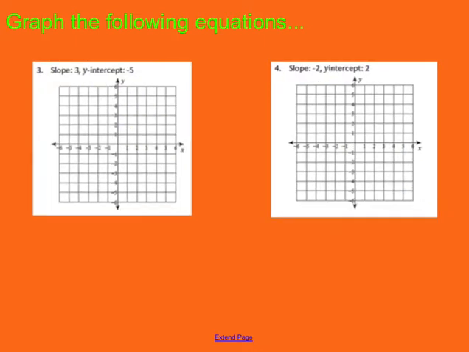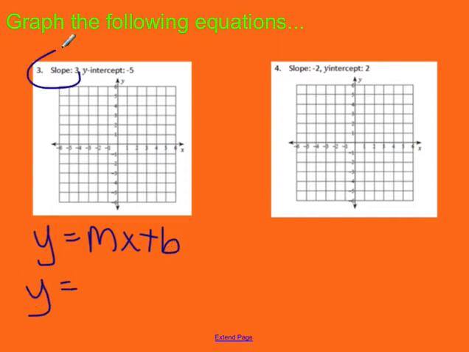Now, let's take a look at number 3. For number 3, we actually have to write our slope-intercept form. Remember that slope-intercept form is y is equal to mx plus b. Well, I know that my m is going to be 3 since my slope is 3. So I substitute out the m and I put 3 in instead. And my b is going to be a negative 5. So I'm going to graph the equation y is equal to 3x minus 5.